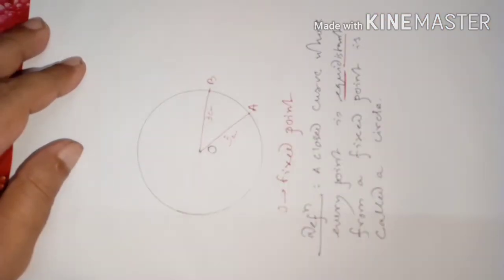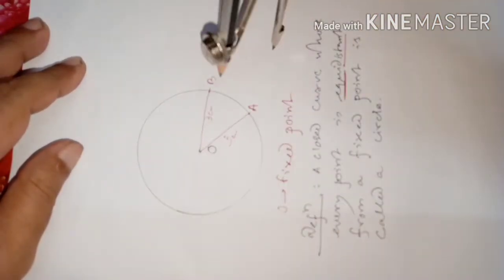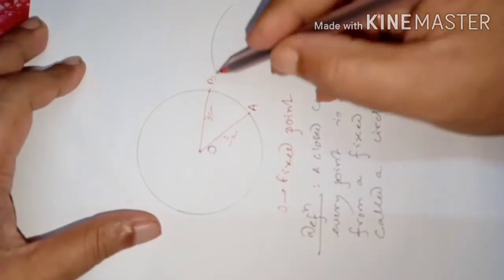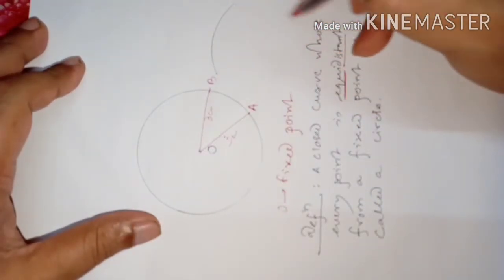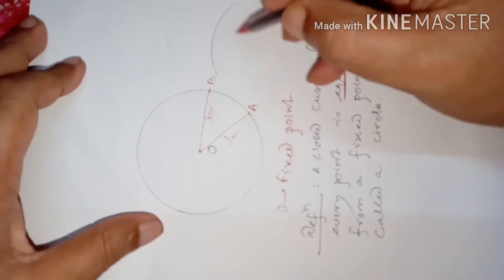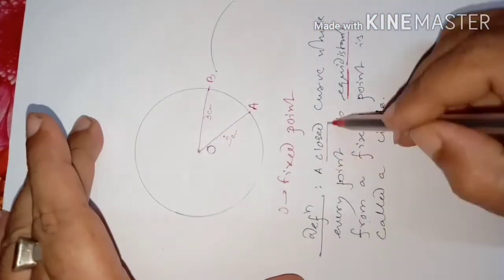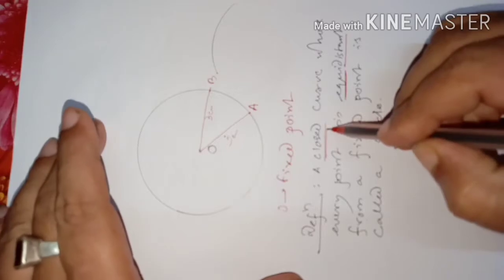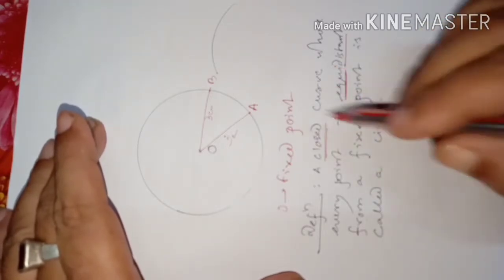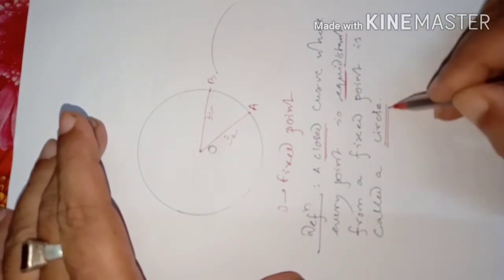What is the meaning of closed curve? Closed means if I draw a curve this way, it is open because this end and this end are not joined again. So it is called an open curve. But this is a closed curve. A closed curve whose every point is equidistant from a fixed point is called a circle.